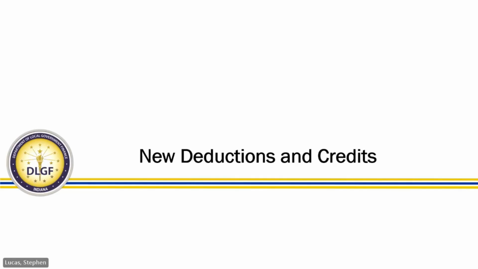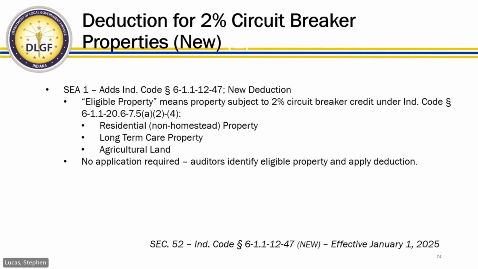I will now close in the next couple of minutes by discussing new deductions and credits that have been created by Senate Enrolled Act 1. First, there's a new deduction for properties that are subject to the 2% property tax cap. This includes non-homestead residentials, long-term care properties, and farmland. This deduction is automatically applied. The auditor must identify eligible properties and apply the deduction.